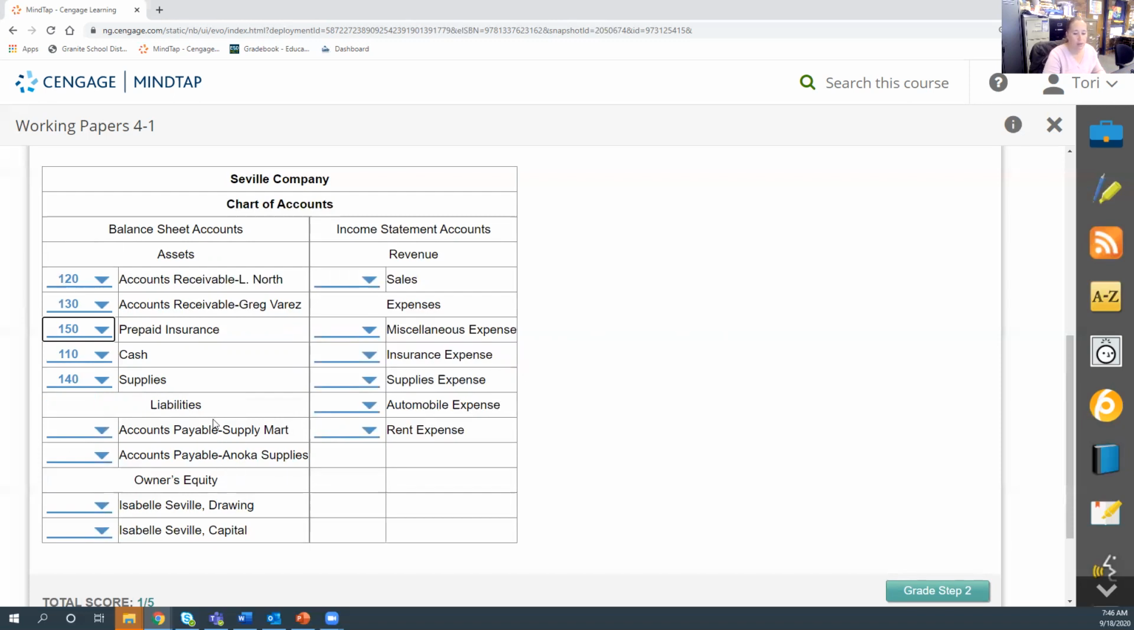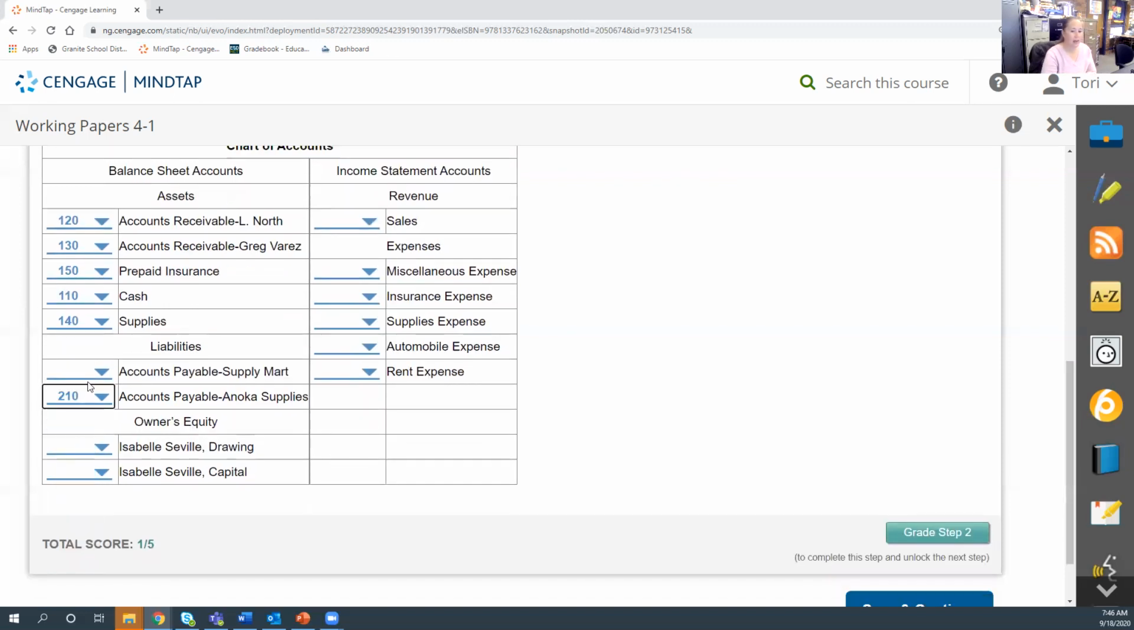Liabilities. We are going to put this alphabetical. So accounts payable, this ANACOA, is going to be 210, and Supply Mart is going to be 220. Now, owner equity, our capital always goes first, so it's going to be 310, and our drawing is 320. Sales and revenue, there's only one, but if you were a company that had stores in Taylorsville, Midvale, and Lehigh, you would have sales in Taylorsville store or sales in Midvale store. You can split it up by that, but this company only has one.